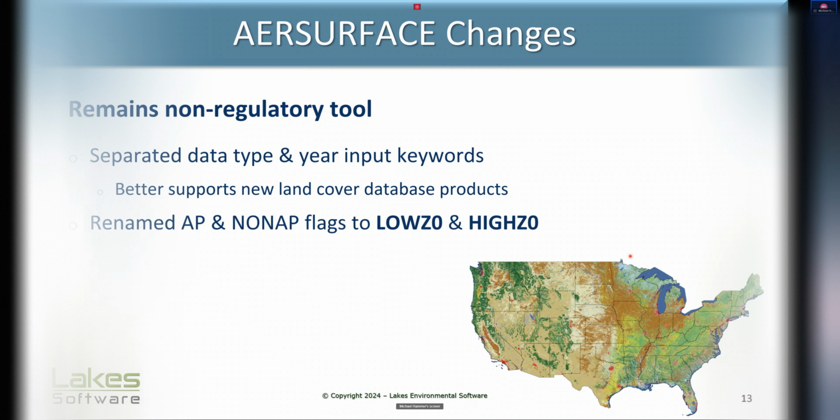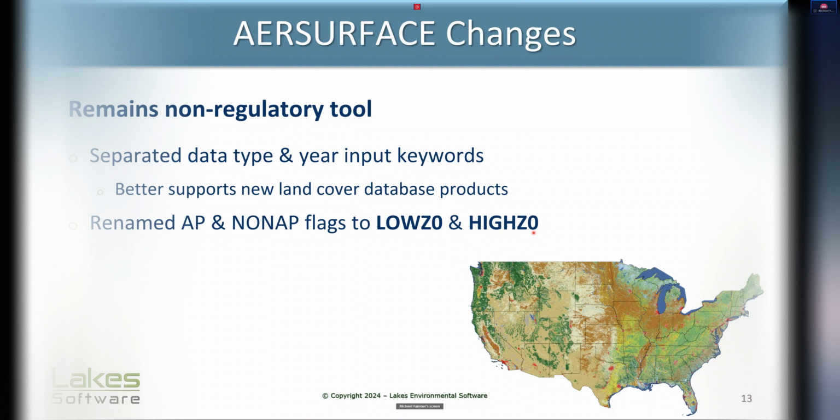There was also a minor renaming convention applied. In prior versions of AERSURFACE, you could identify a particular surface roughness sector as existing in an airport or a non-airport location. Those names, those flags, have been renamed to low Z0 and high Z0 to better reflect how those flags were meant to be used.